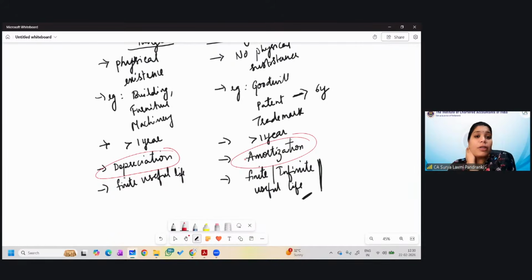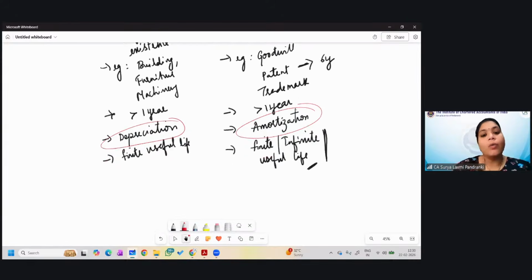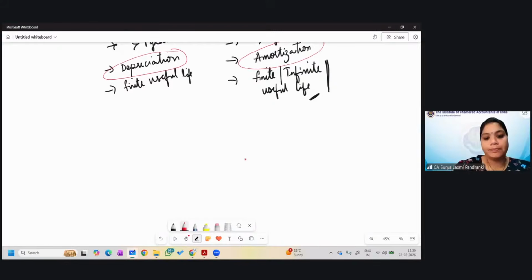So you have to discuss the tangible and intangible assets. If it is a tangible asset, then it is called depreciation. If it is an intangible asset, it is called amortization. So this we are clear. Now, what is depreciation and amortization?